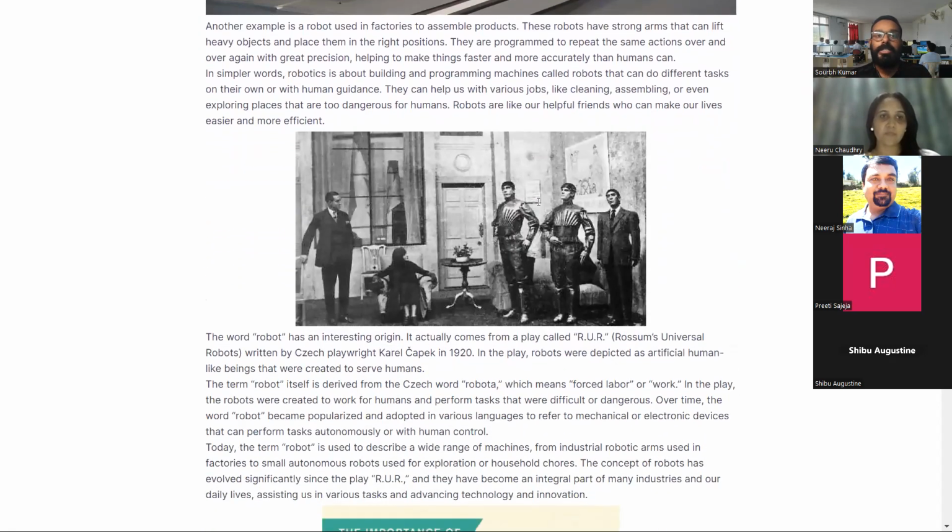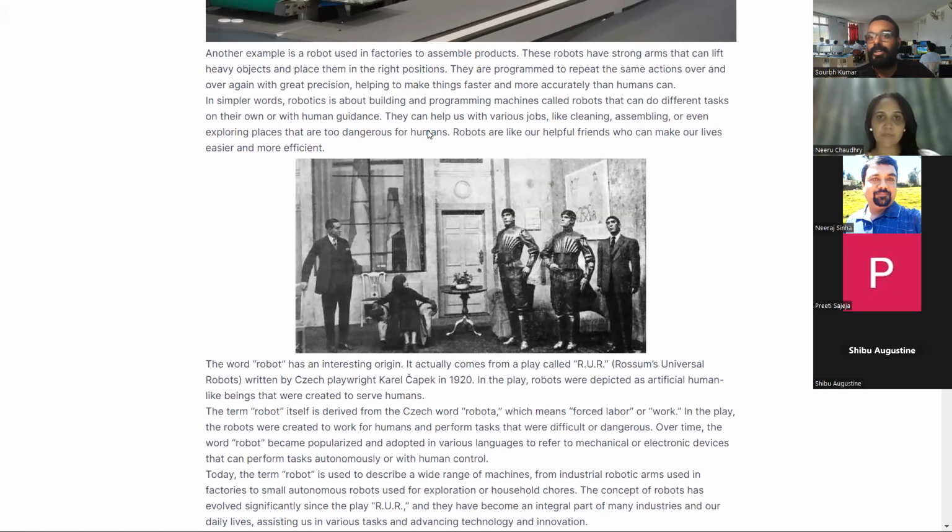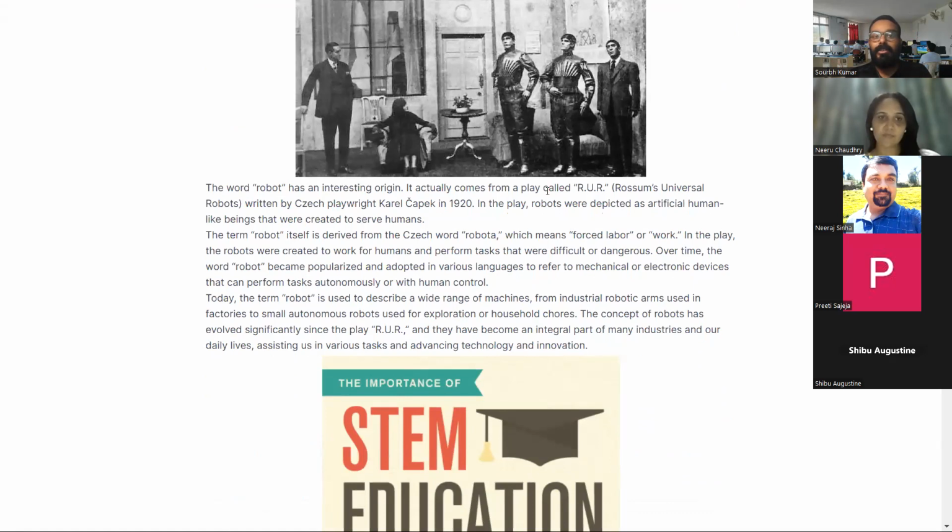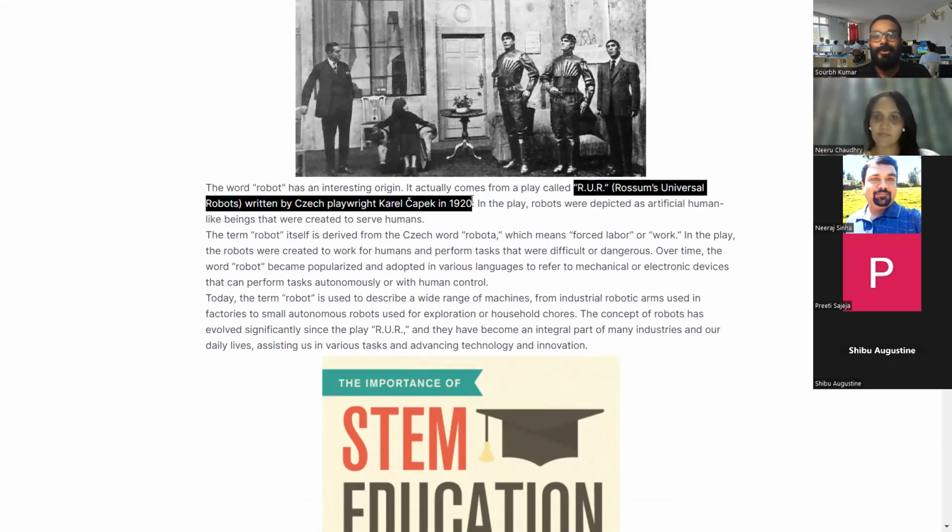So you can see the main interesting thing we should consider while teaching robotics to our students is where the term came from. Many scientists invested their time to build the robot, but fortunately, this term came from a play, a normal play. You can see it mentioned here, RUR, Rossum's Universal Robots. Maybe you have all already gone through the same concept using Google search and so on.